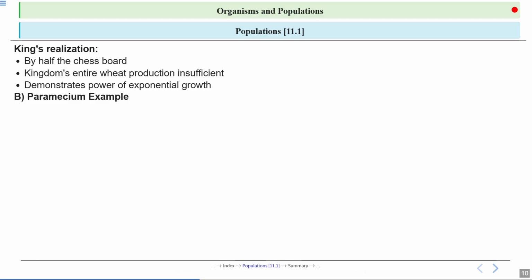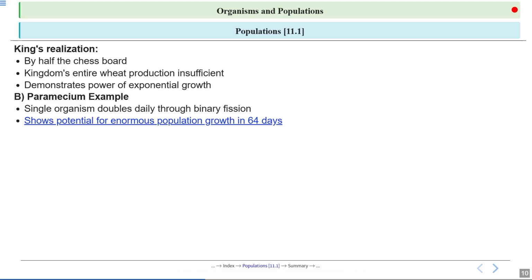Another example is the paramecium example. This is a biological example. Paramecium is a single-cell organism. This provides a real world illustration of exponential growth in nature. Now, paramecium doubles its population through a process called binary fission. This means each organism splits into two, showing how quickly population can grow under ideal conditions.